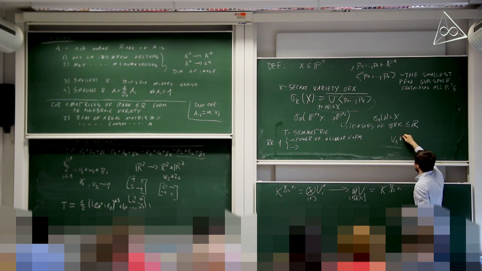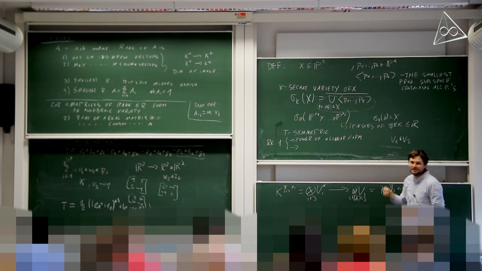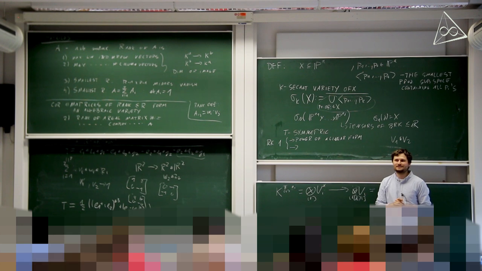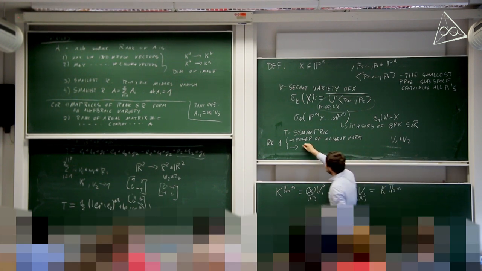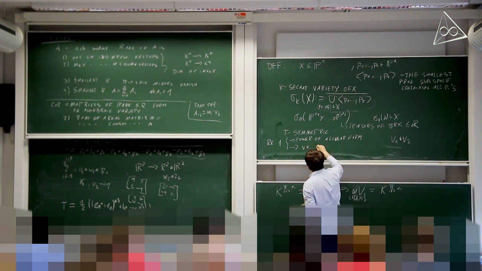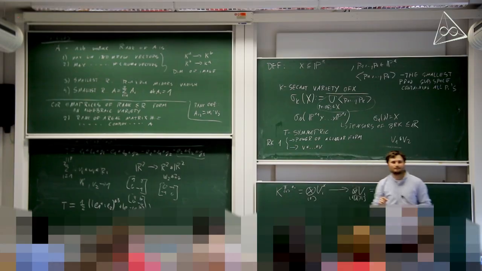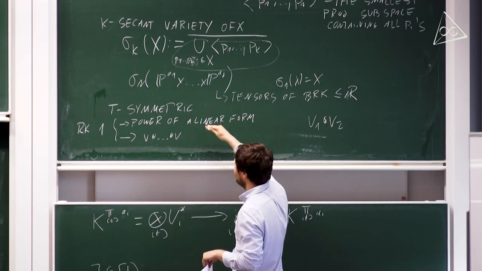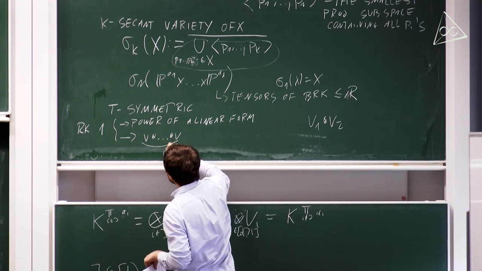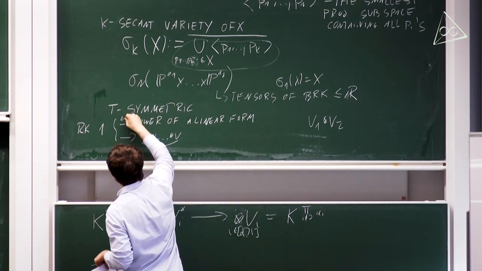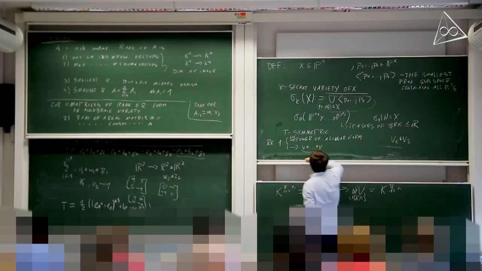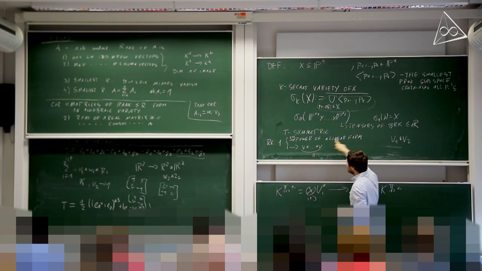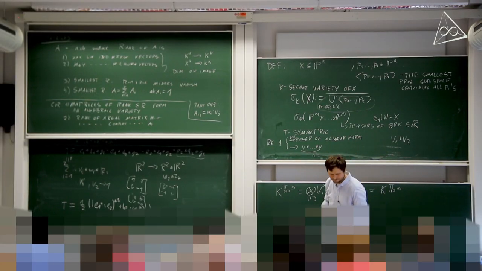It's like V1 tensor V2, and maybe a sum of such things. What's a rank one symmetric tensor? The V1 and V2 must be equal. Yes. So it's V tensor, tensor V. Okay? This is how you can think. You can think about it as a power, and if this is D, then this is the Dth power of a linear form. And the linear form is represented by V.